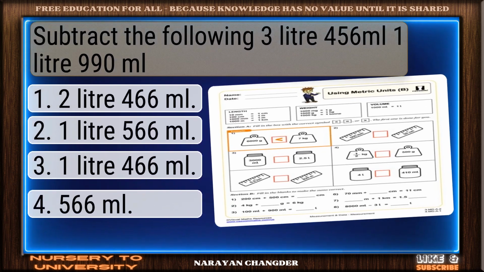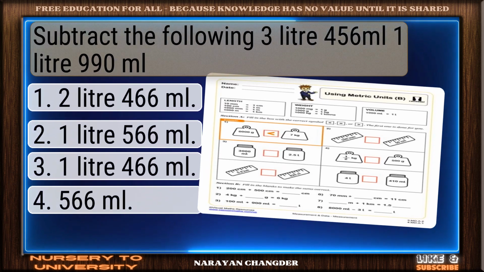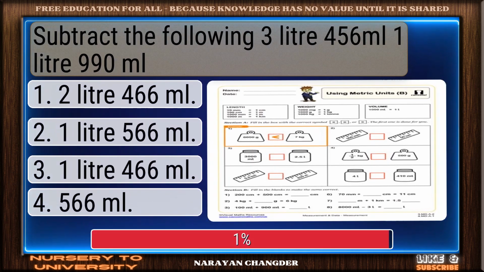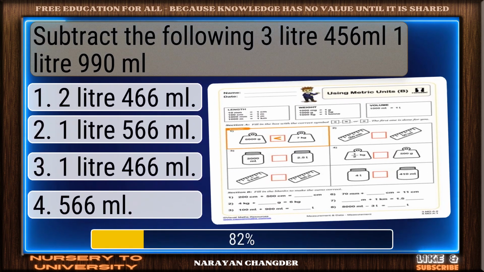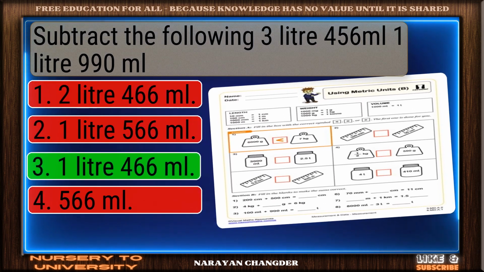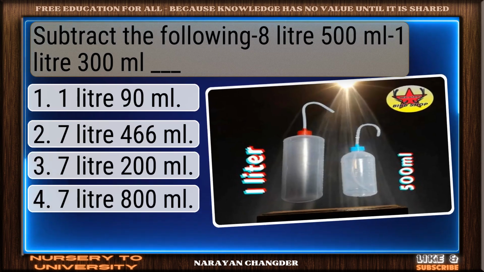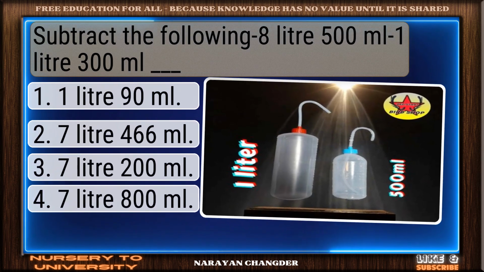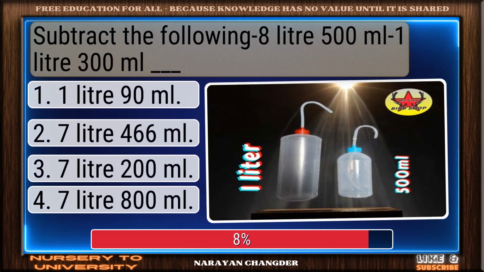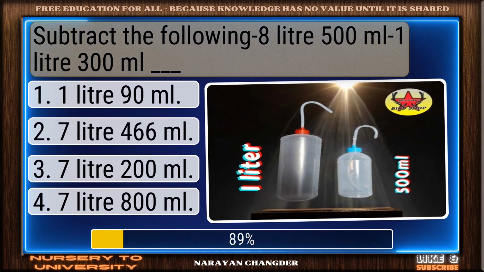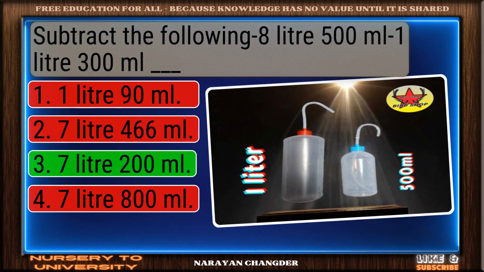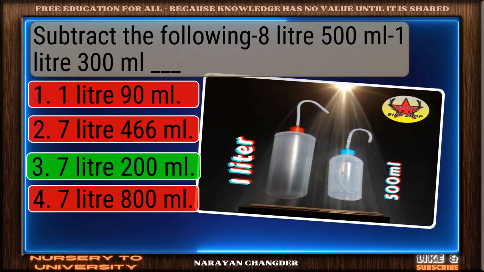Subtract the following: 3 liter 456 ml from 1 liter 990 ml. Sharp thinking. 1 liter 466 ml is the right choice. Subtract the following: 8 liter 500 ml minus 1 liter 300 ml equal to dash. Correct. 7 liter 200 ml is the right answer.